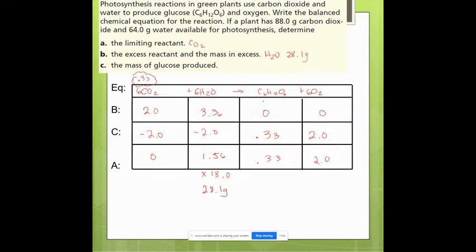Then they wanted to figure out the mass of the glucose formed. So we're going to take this, we're going to multiply it by the molar mass of glucose, which is 180. And when we do that, we end up with 59.4 grams of glucose. And that is the answer to that question.